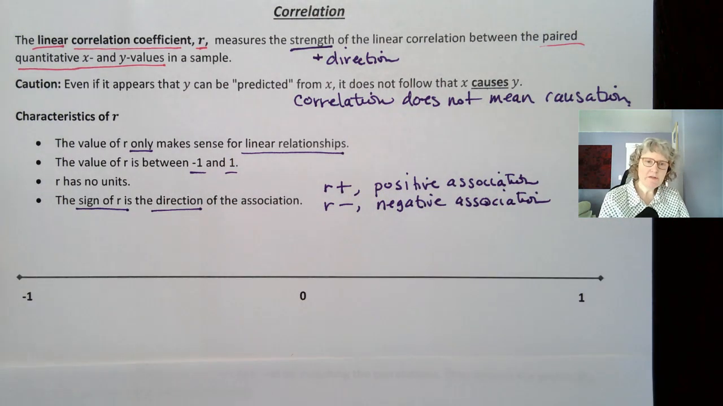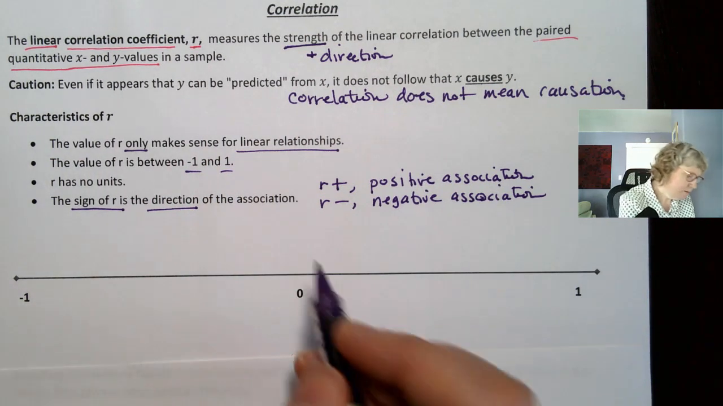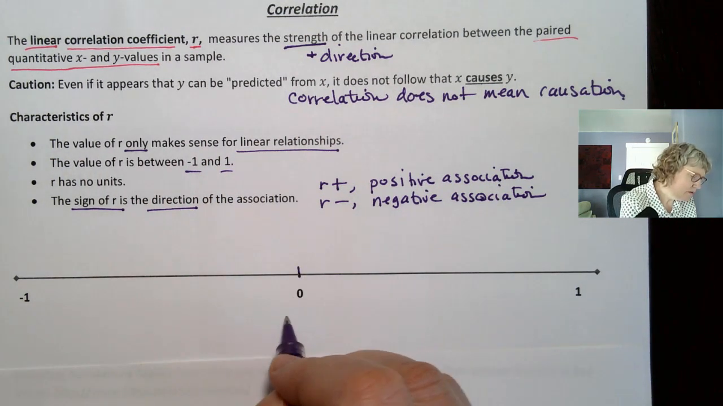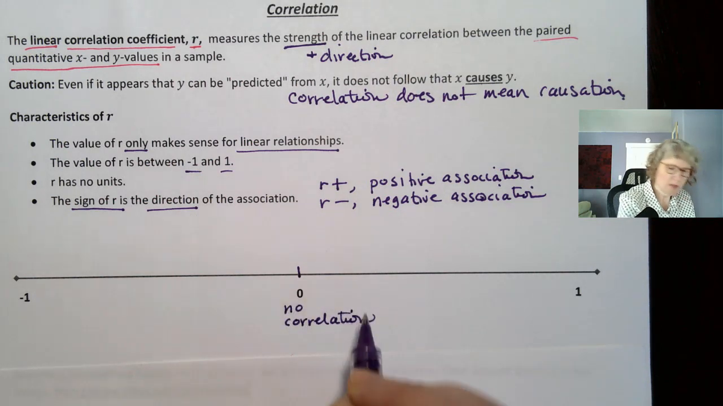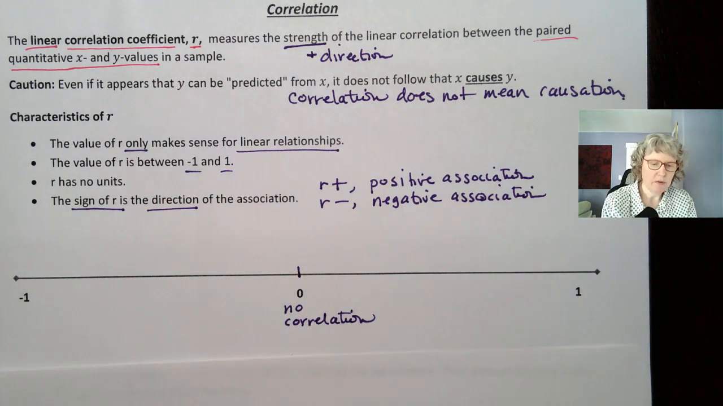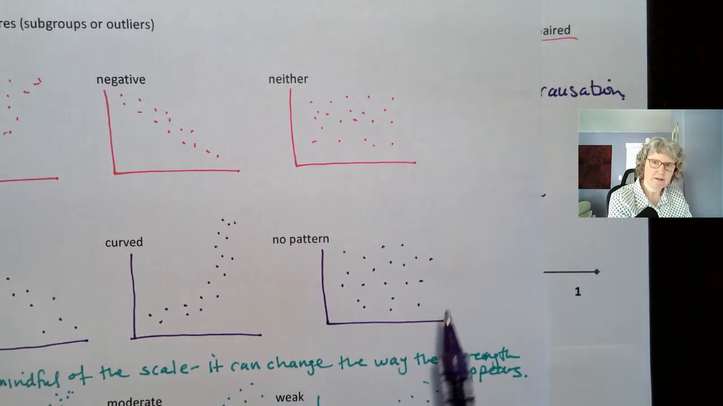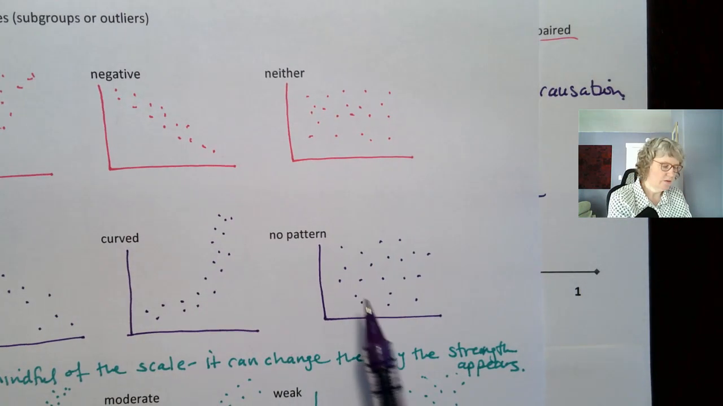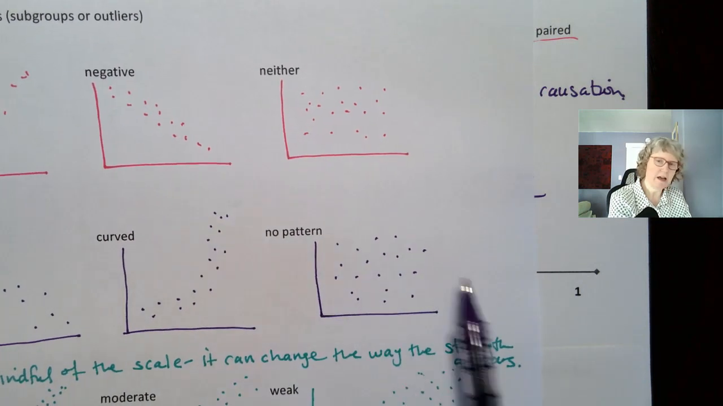Here I've got a number line going from -1 to 1, with a 0 in the middle. So 0 would be absolutely no correlation, absolutely no pattern whatsoever. When we draw our scatter plots, it would look something like this. You could also think that if we put a line through that, it would have no slope, just a flat line.